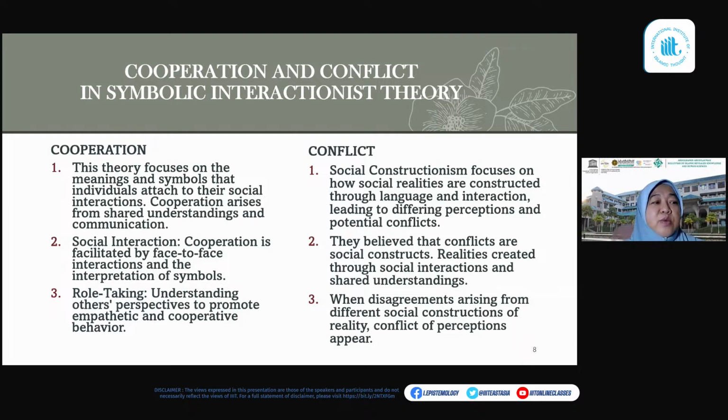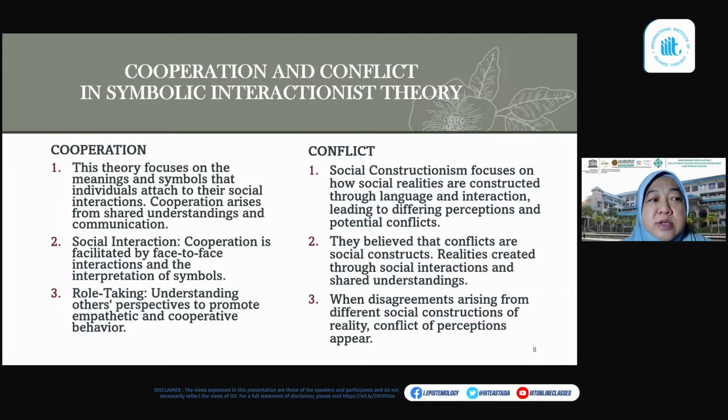symbols. Today, we need to extend the idea of how cooperation can be facilitated even through a digital platform, but interaction is still happening. Also, understanding others' perspectives can promote empathetic and cooperative behavior through role taking. Everyone is responsible. Every encountering party is responsible for promoting empathic and cooperative behavior through interaction and through interpretation of the symbol. Now, when the interpretation of the symbol is indirect or wrongly perceived, conflict can happen.